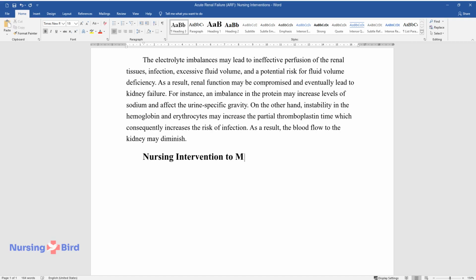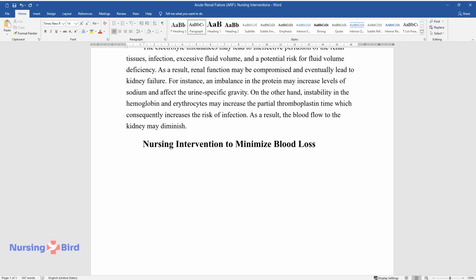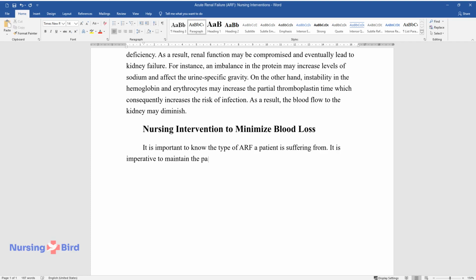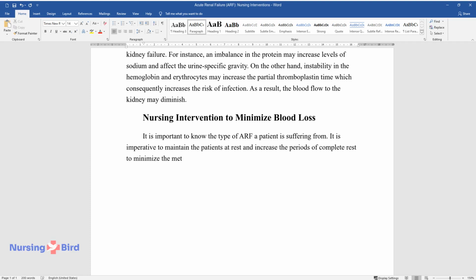Nursing intervention to minimize blood loss. It is important to know the type of ARF a patient is suffering from. It is imperative to maintain the patients at rest and increase the periods of complete rest to minimize the metabolic rate, which increases the activities in the kidney.